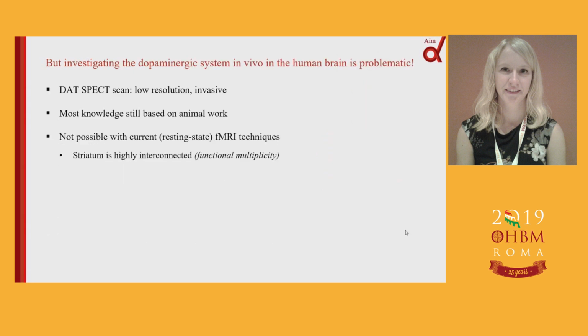However, the investigation of the dopaminergic system in vivo in the human brain is quite problematic. Although a DAT SPECT scan can be used, it's of low resolution, it's invasive, and it's also not possible to investigate acute changes in dopaminergic functioning. So most of our knowledge is actually still based on animal work, because also with current fMRI methods, it's not possible to isolate these dopaminergic projections. And this is especially relevant for the striatum, which is highly interconnected. It does not only receive dopaminergic projections, but also other types of projections.